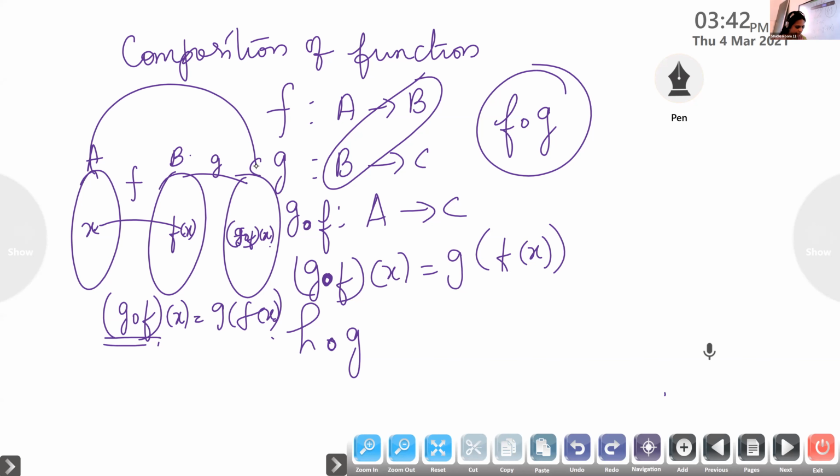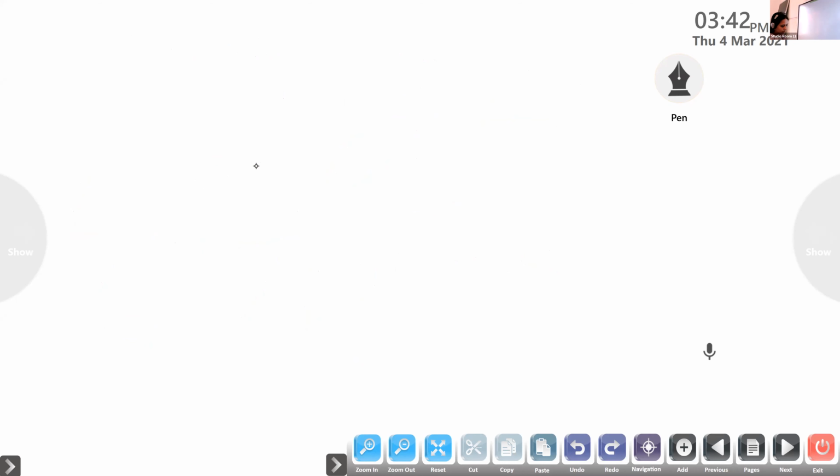G composition F is a mapping from A to C. Write the question, children. Let f be a function from set {1, 3, 4} to set {1, 2, 5}. So f is the function from {1, 3, 4} to {1, 2, 5}.